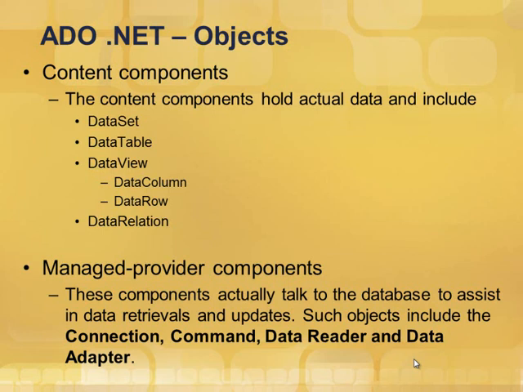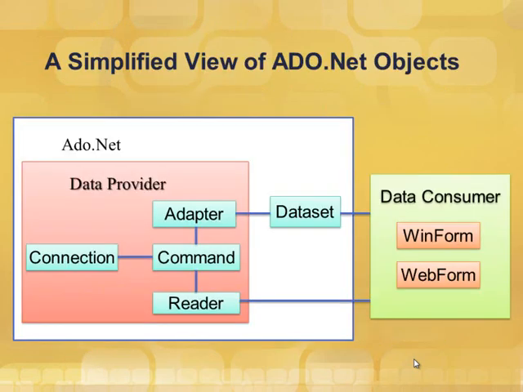The other one is the managed providers. The providers are the ones that actually interact with the database to retrieve or update the data. They help us make the connection, get what we want, and send the updates back to the database. So what we have there is the connection object, the command object, the data reader object, and the data adapter object. They are all the ones that manage your interactions with the database. So there are two different types of components. This figure, you must not forget this particular diagram. This is the essence of everything in sum total.